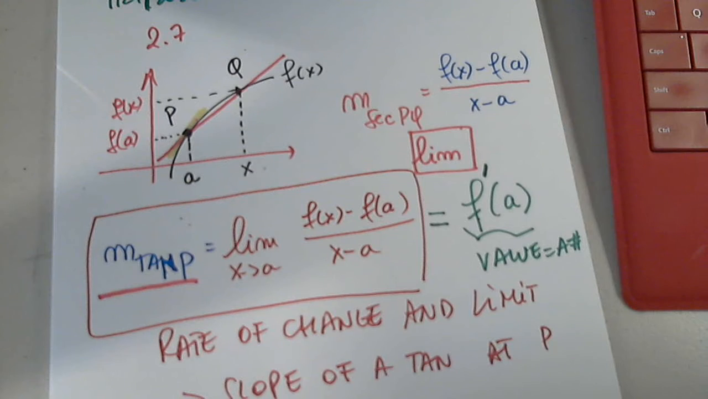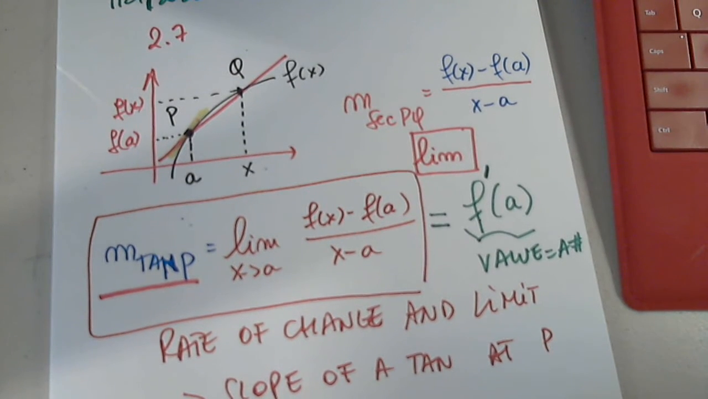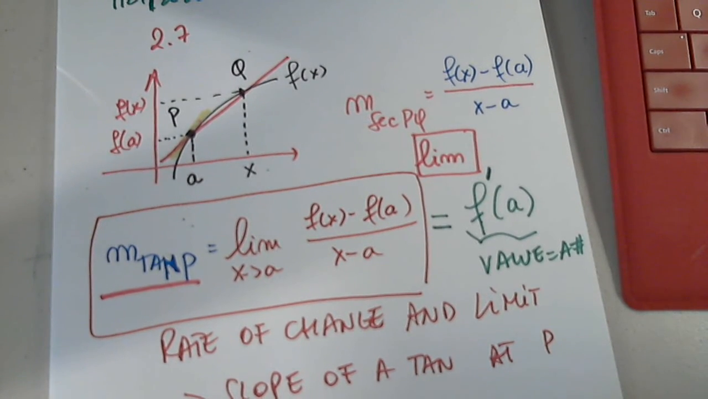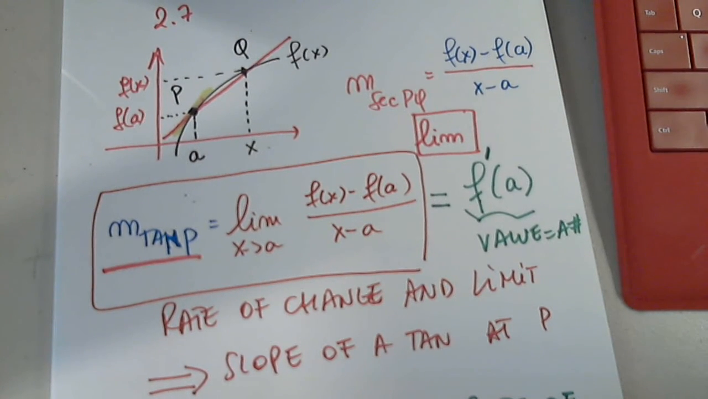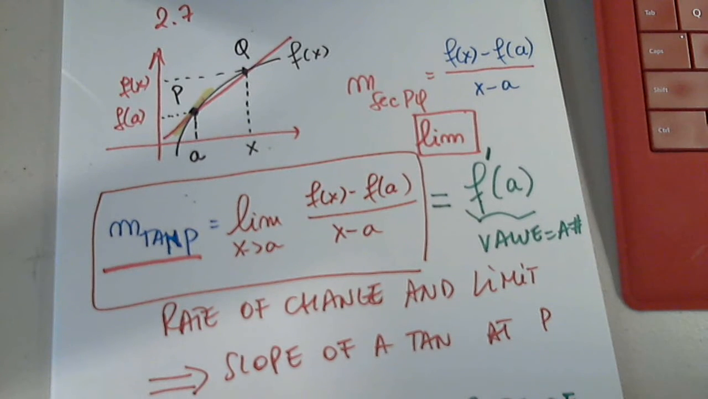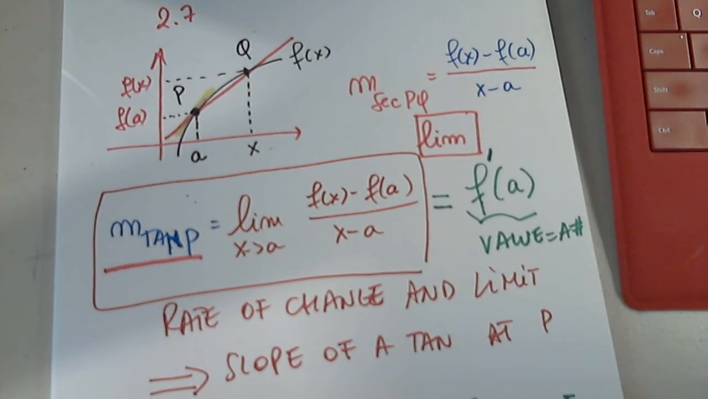Also, the slope of the tangent line at P. Also, the derivative, the derivative of f of x, of course, evaluated at x equals a. All these mean the same thing. The instantaneous rate of change, the slope of the tangent line at P, and the derivative of f of x evaluated at x equals a. They all mean the same thing.